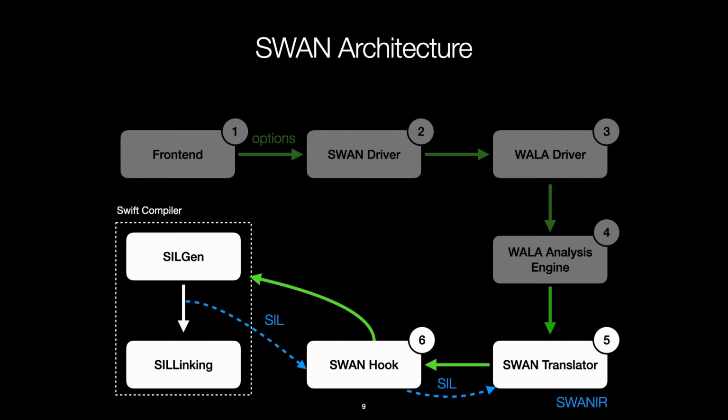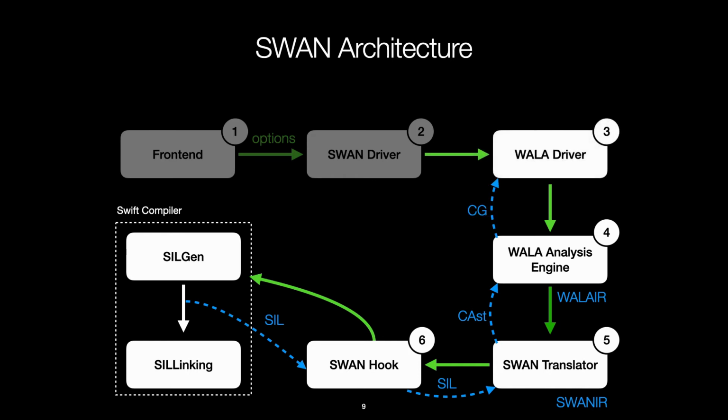is translated to cast. Cast is WALA's own AST, but is not WALA's final representation. Therefore, the WALA analysis engine translates cast to WALA's internal representation called WALA IR. And during that process, WALA does pointer analysis, SSA conversion, call graph construction, and so on. At the end, WALA outputs a call graph object, denoted CG, which contains the whole program in WALA IR form.